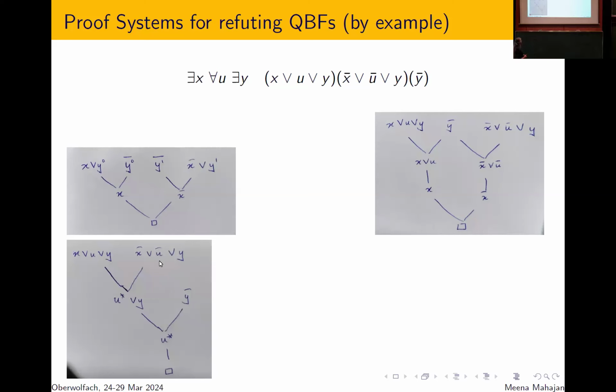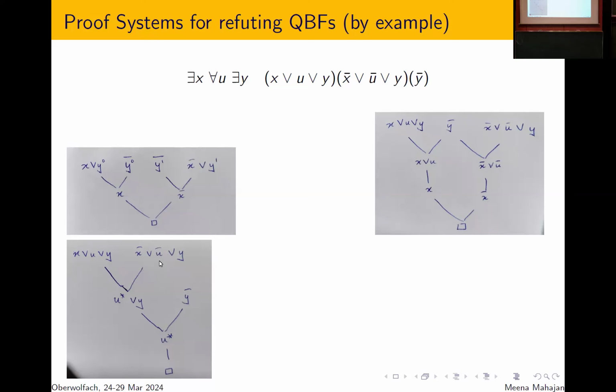Here's a third style of refutation. I try to resolve the clauses x or u or y, x bar or u bar or y. I try to resolve them on x. And normally this would not make any sense at all because the resulting clause has both u and the negation of u. But in this setting, there is a way to assign meaning to this fact that u and u bar are both there. It's not really as if it's a tautology because this clause has u and u bar.